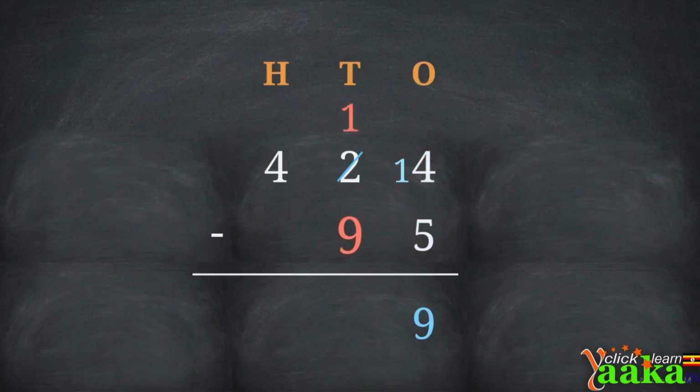We cannot take 9 from 1, so we regroup 100. The 4 becomes a 3, the 1 becomes 11. 11 minus 9 is 2. Drop down the 3, and we have 329 books remaining.